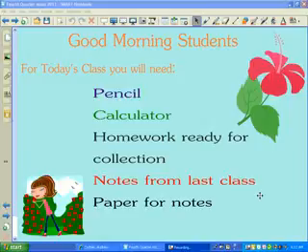So we definitely need pencil, calculator. The homework, if you did not already turn it in by the end of last class, I'll collect that. And also take out your notes from last class, because what we're going to do is just continue on. So that's why I said at the bottom, paper for notes.